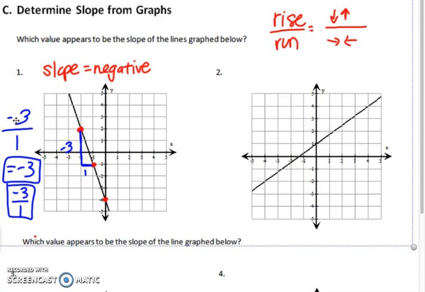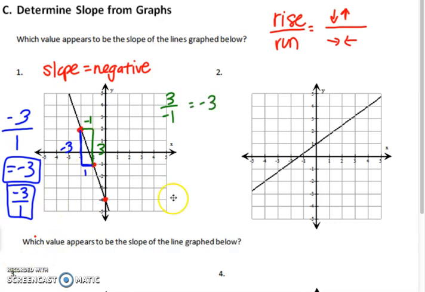You could also do your slope triangle the other way. And for example, make a triangle like this. And you see that you went up 1, 2, 3. So you went up, so that's a positive 3. But then if you go left 1, that's going to be a negative 1. So you could have also got 3 over negative 1, which is the same as a negative 3. So that is how you would find slope.